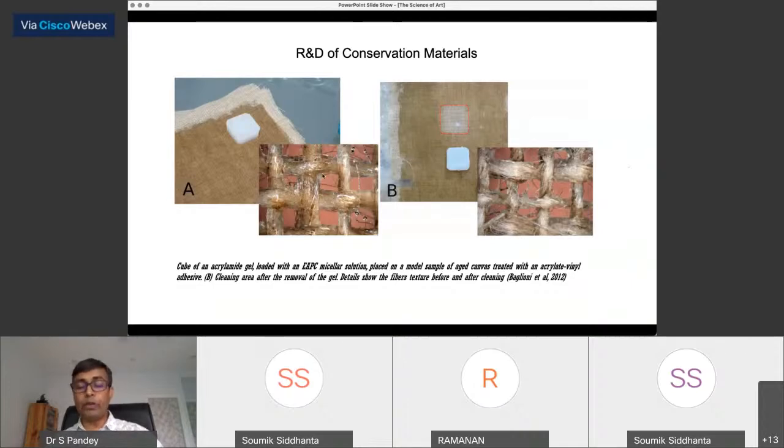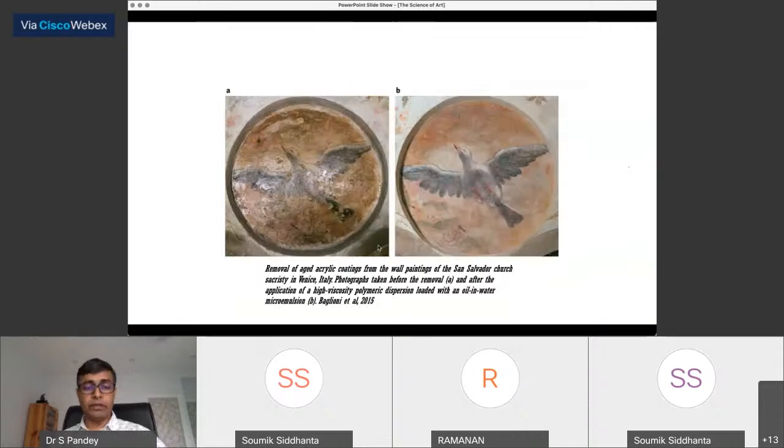So these are newer ways of developing materials to clean and conserve artwork. There are a lot of material investigations happening into trying to find nanomaterials for cleaning and consolidating works of art, which can be better than the materials we've been using until now. And here is again a cleaning system.